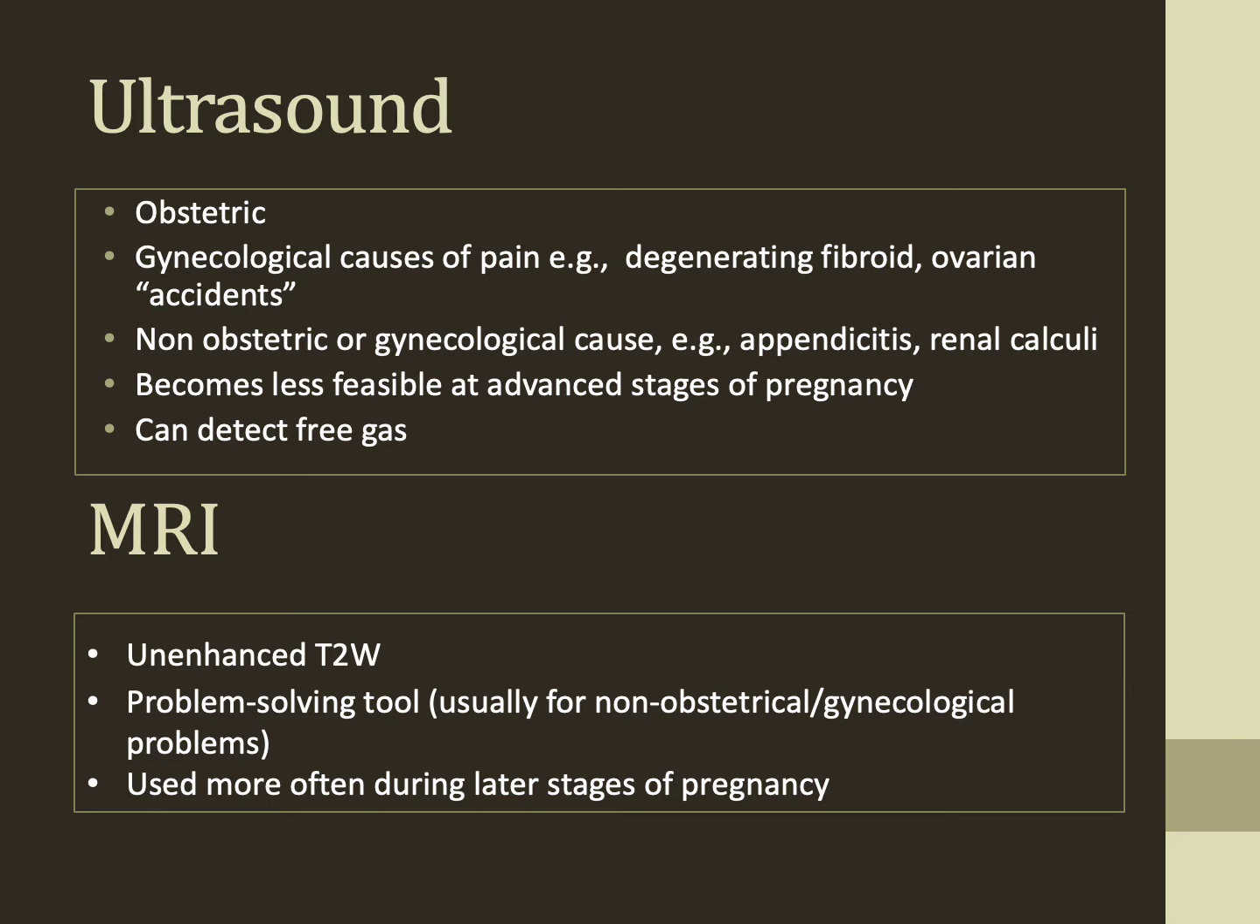Ultrasound is usually the main modality of choice in the workup of obstetric problems from first trimester to the time of delivery. It is also useful for assessing gynecological causes of pain, such as degenerating fibroid and ovarian accidents. Whilst it is also effective for diagnosing non-gynecological or non-obstetric causes of pain, it is less sensitive, particularly in the later part of pregnancy, for assessing such conditions. It can be used to detect free gas in the abdomen.